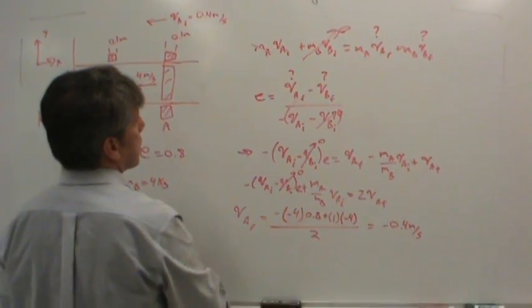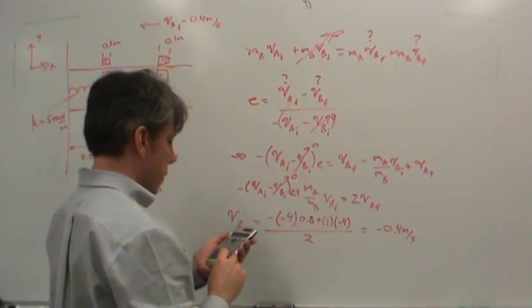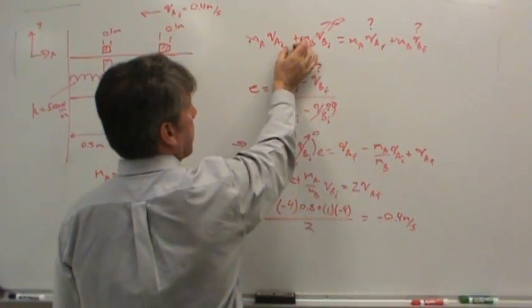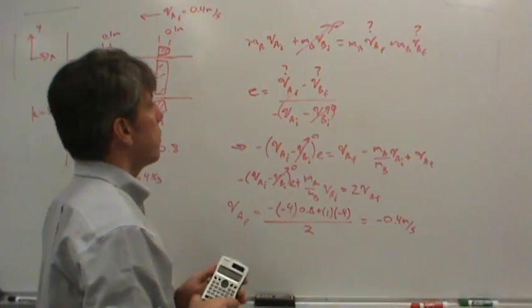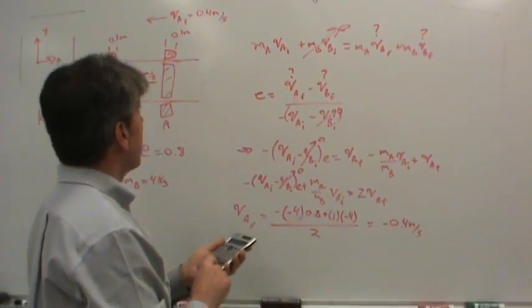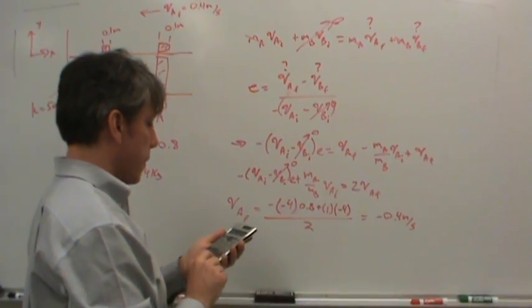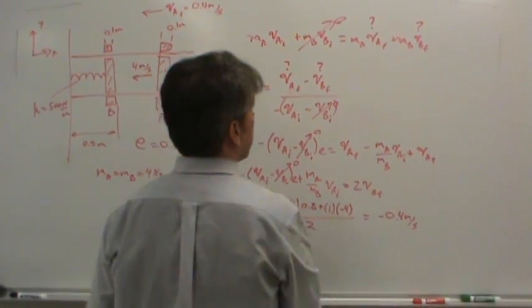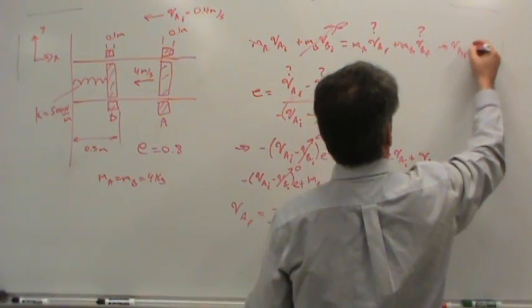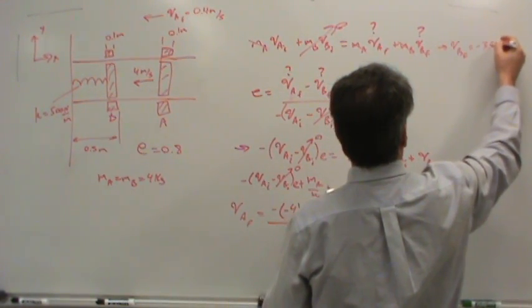And then all I'm going to do is take the velocity of A initial, which is a -4, and I'm going to subtract off from it the final velocity. Now notice the final velocity is a negative, so if I subtract a negative, I will add a positive, so plus 0.4. Looks like the final velocity of B from this equation is -3.6 meters per second.